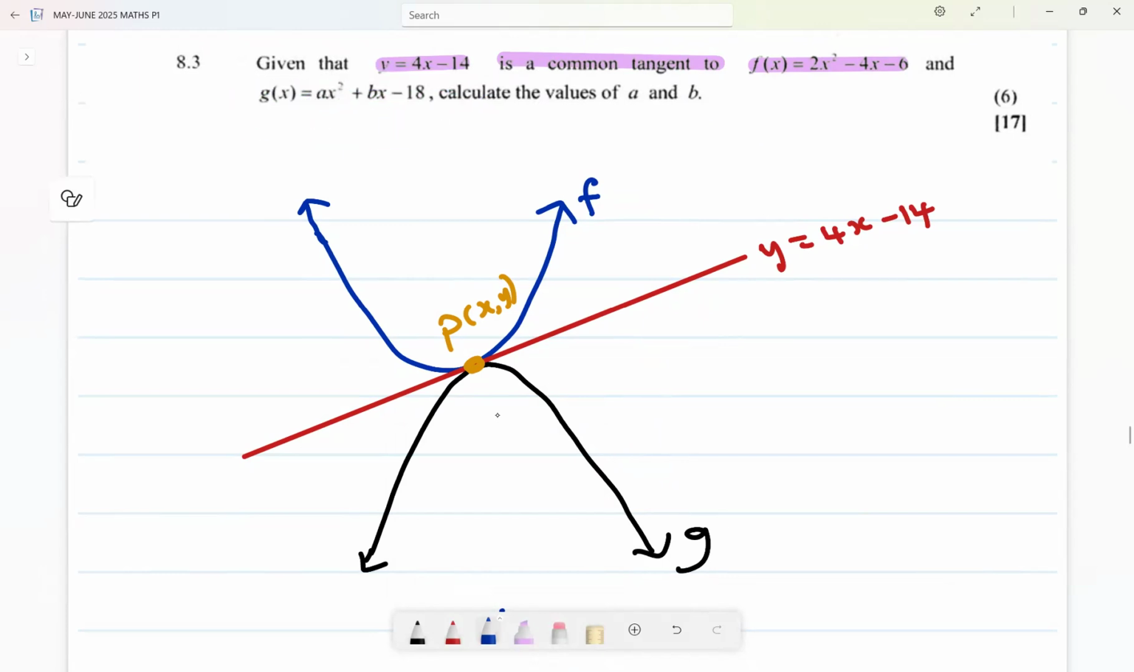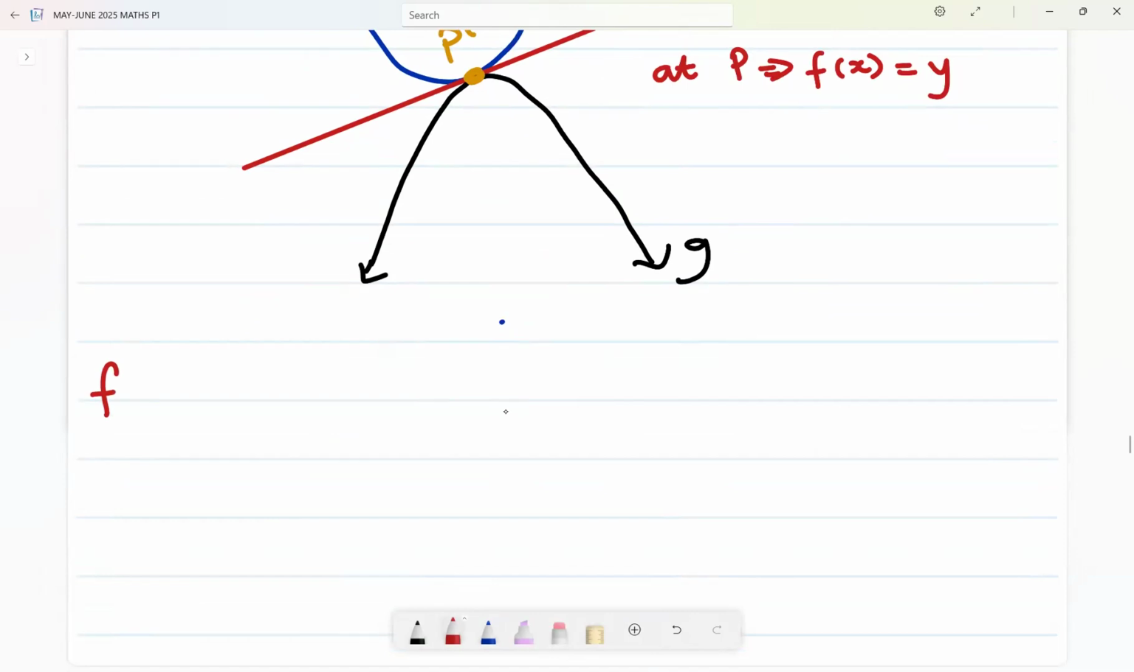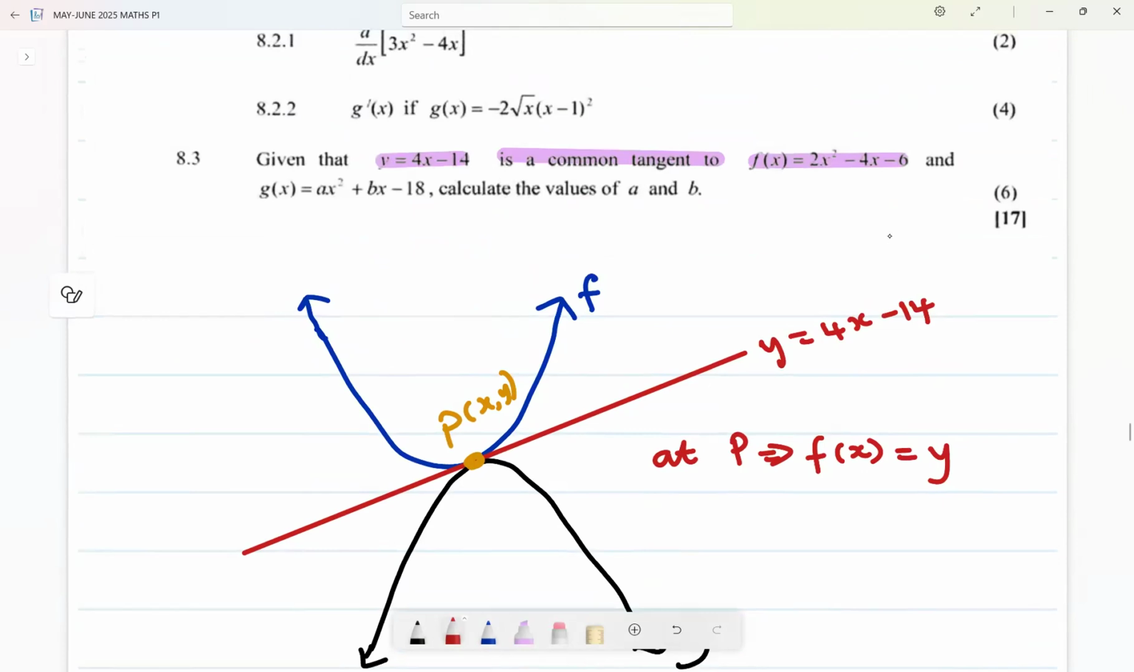So we want to find A and B, basically just finding the equation of G. Let's first start by finding the gradient, the value of X and Y. What do we know? We know that at P, F of X is equal to Y. The value of Y for this graph of F is exactly equal to the Y for this graph of Y. They share the same Y. Does it mean that F of X is equal to Y? Yes. That's the honest truth.